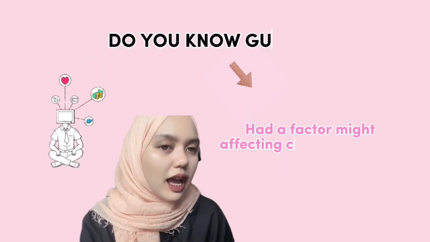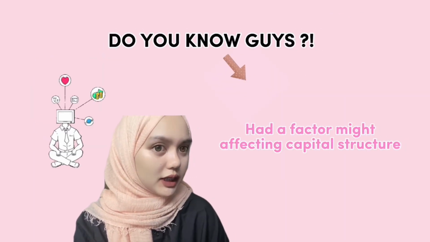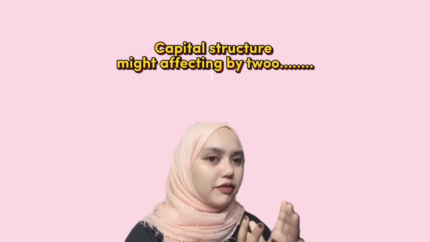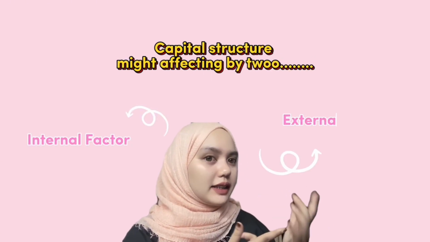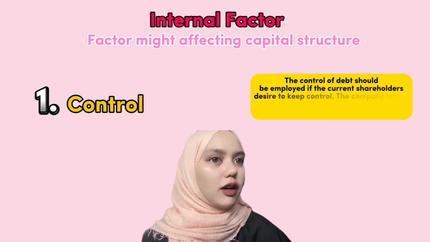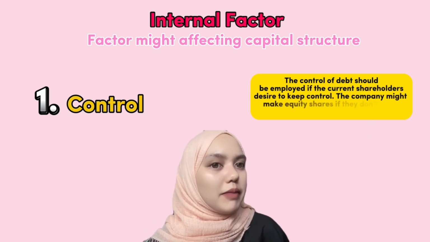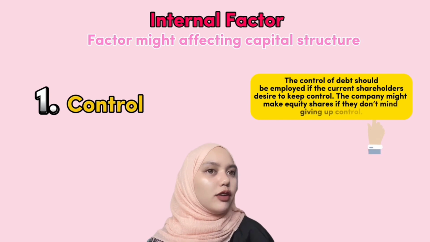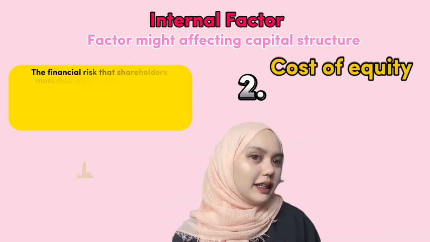Do you know, guys, how the factors might affect capital structure? Capital structure might be affected by two kinds of factors, internal and external. Firstly is control. Debt should be employed if the current shareholders desire to keep control. The company might issue equity shares if they don't mind giving up control. Second is cost of equity.